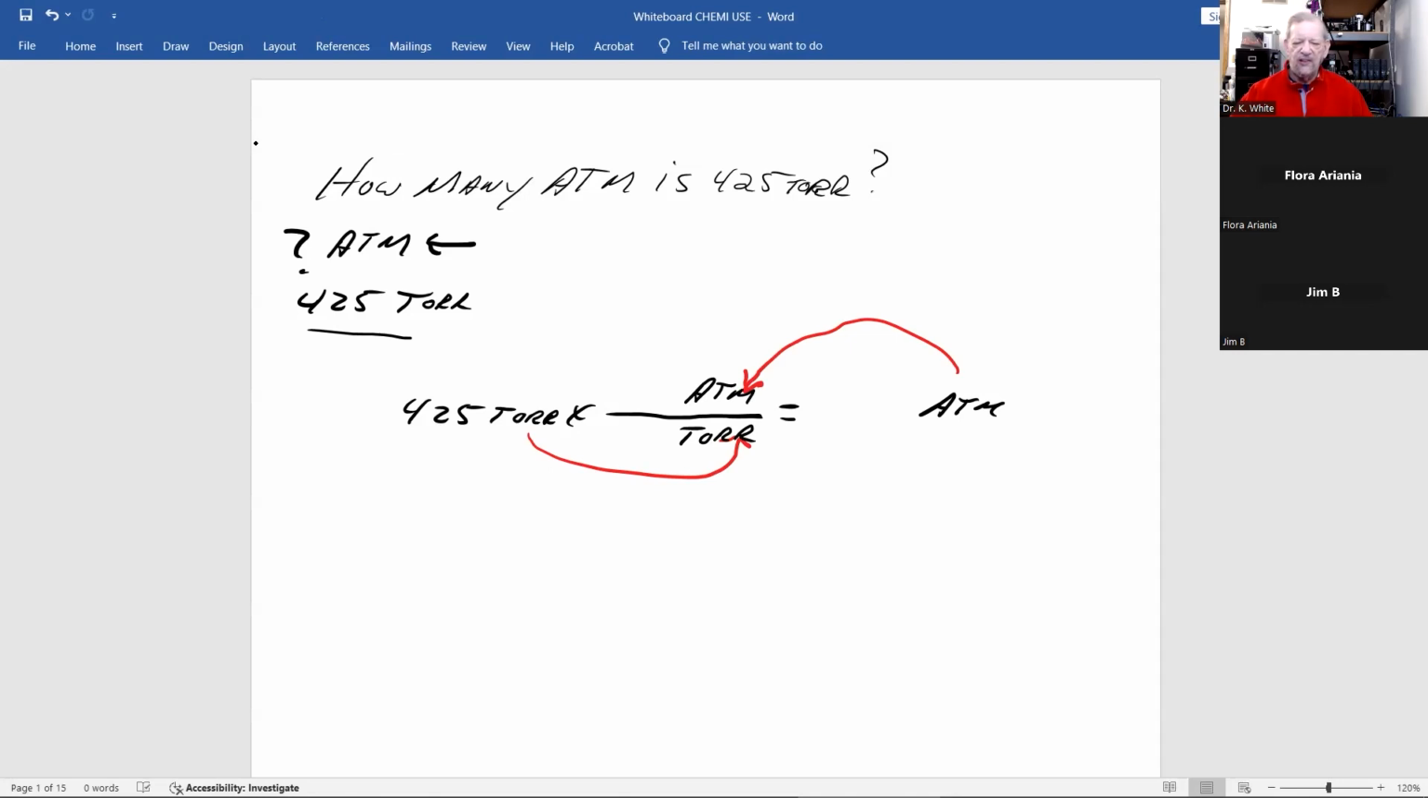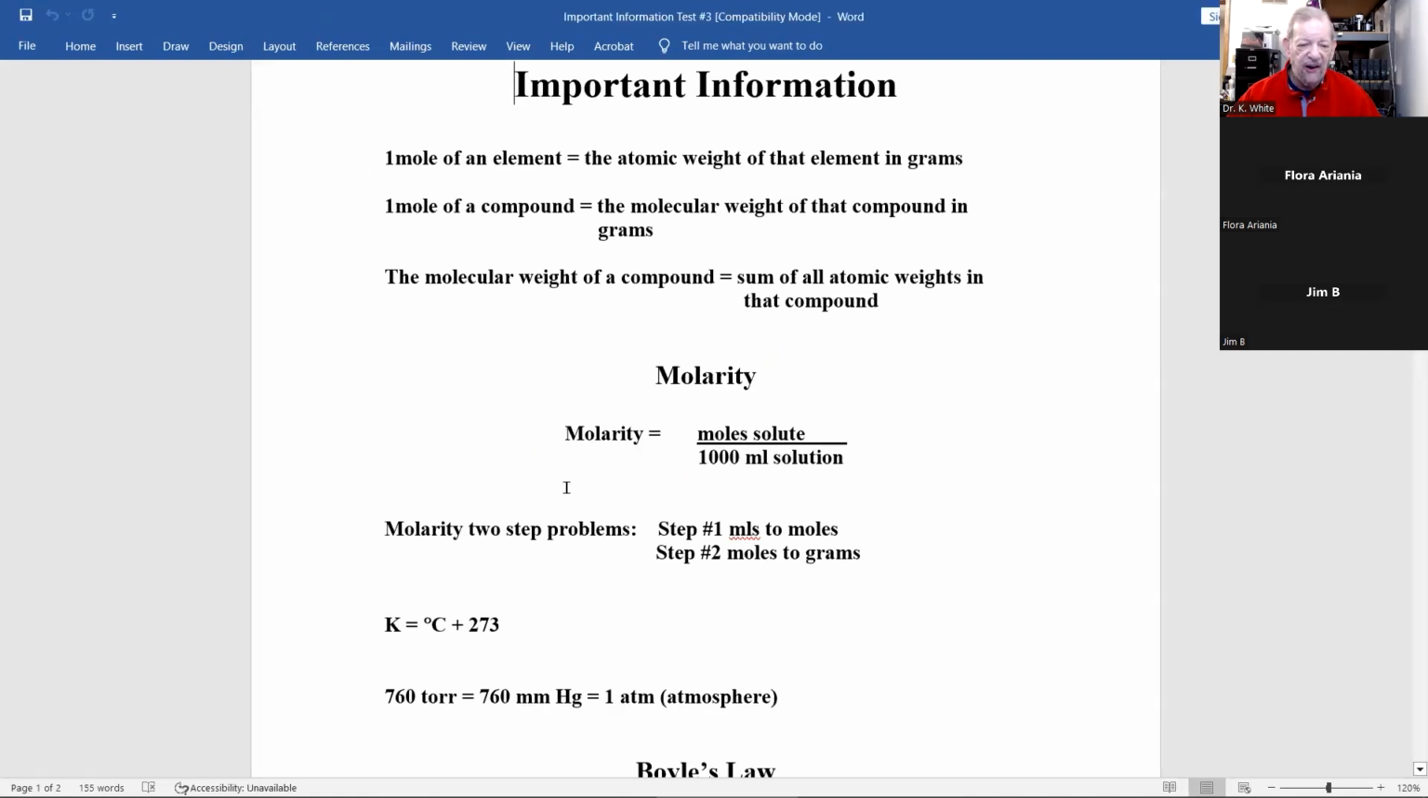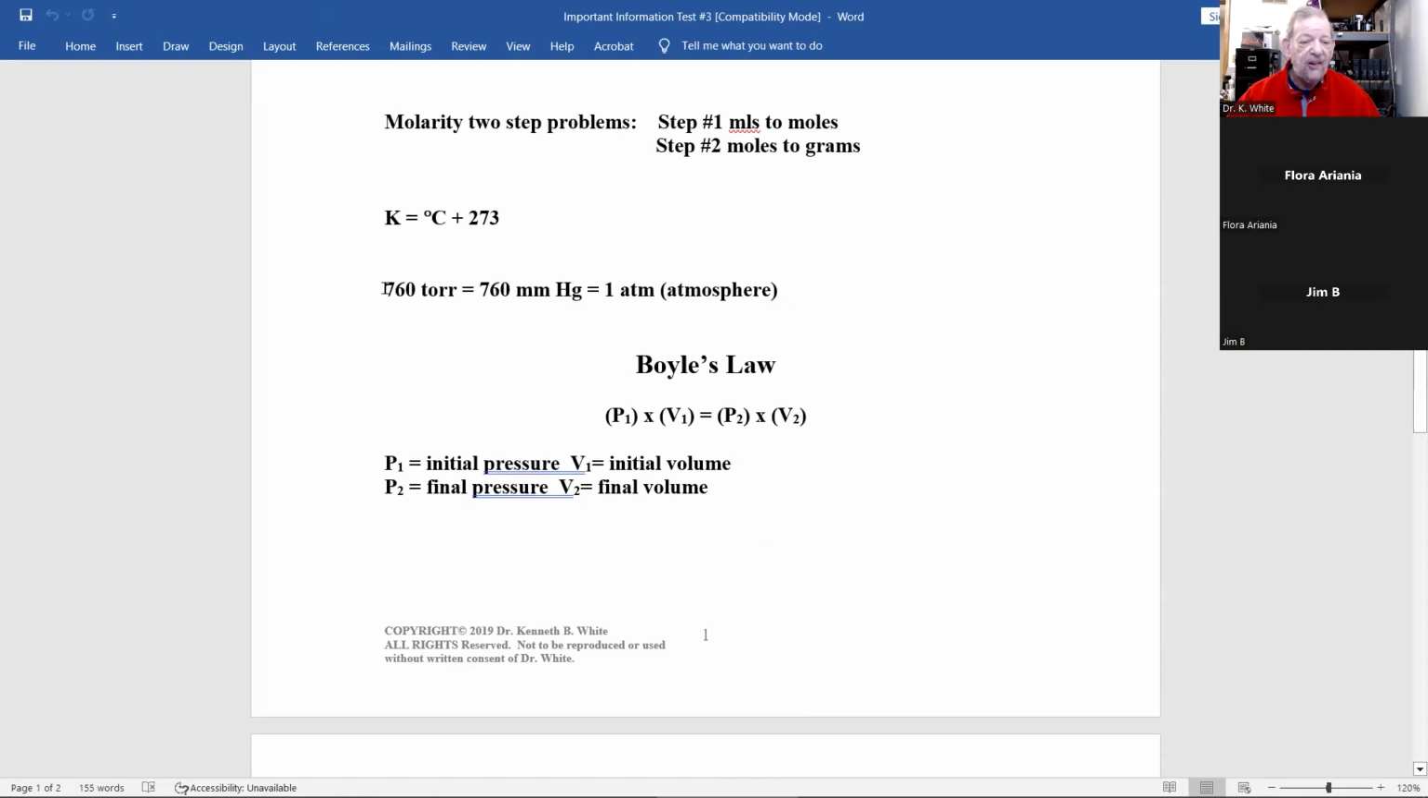And where do we find a relationship between torr and atmospheres? Well, if we go to look at important information, test number 3, 760 torr equal 1 atmosphere. And remember, when you have A equal to B, there are two ratios you can always have, A over B, and they're not equal, they're different ratios, and B over A. So 1 atmosphere, 760 torr.